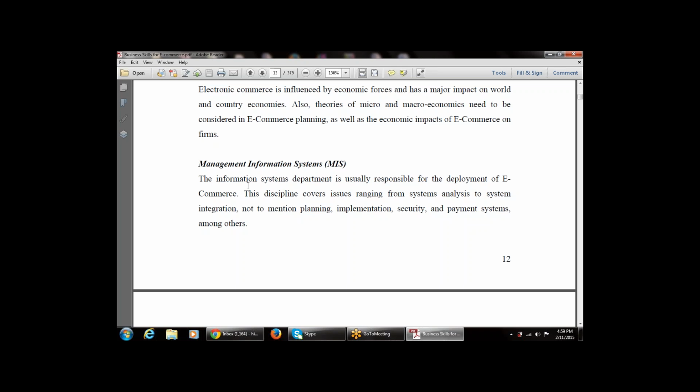Not to mention planning, implementation, security, and payment systems, among others. This discipline also includes everything from system analysis to system integration.